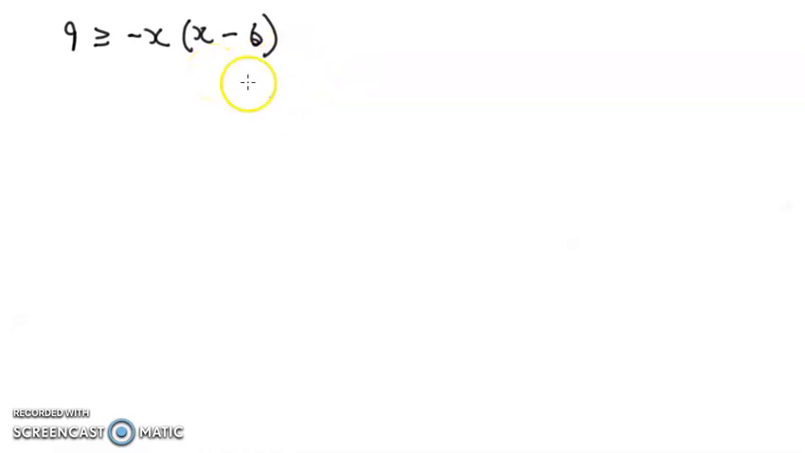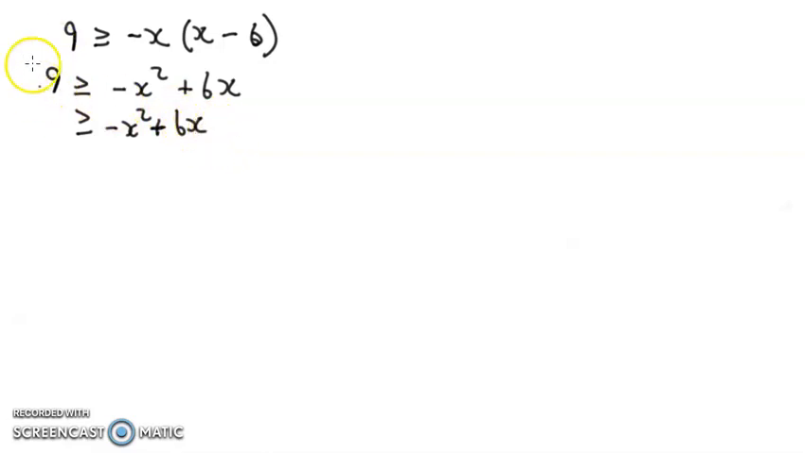Okay, so here we first need to multiply out here. So -x times x is going to be -x squared. -x times -6 is going to be +6x. So this is what we're going to have. But then we need to have everything on one side. So I'm going to drop the expression as it is. I'm going to take 9 to this side, so it becomes negative, and we're going to have this. So basically we have -x squared plus 6x minus 9, and this whole expression is less than 0.